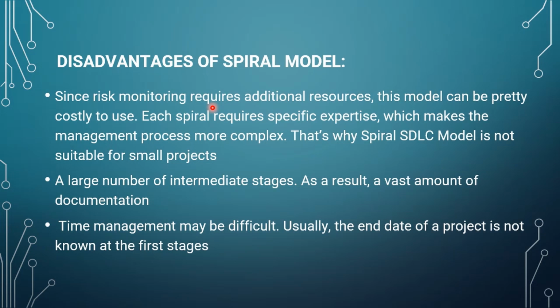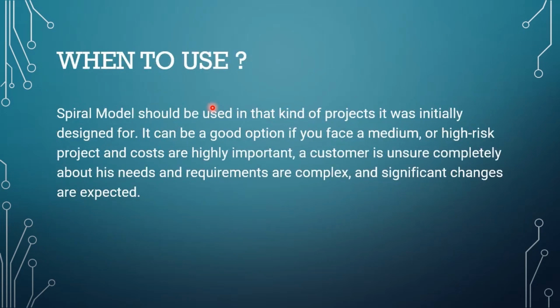Now let's see when to use it. The spiral model should be used in the kind of project it was initially designed for. It can be a good option if you face a medium or high risk project and costs are highly important, a customer is not completely sure about his needs, requirements are complex, and significant changes are expected.